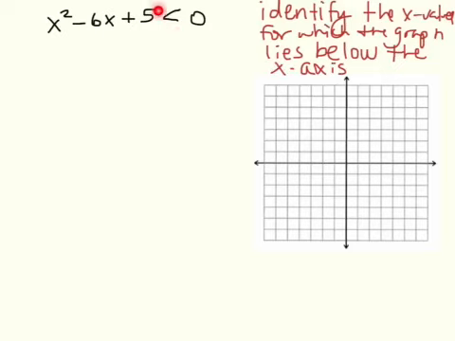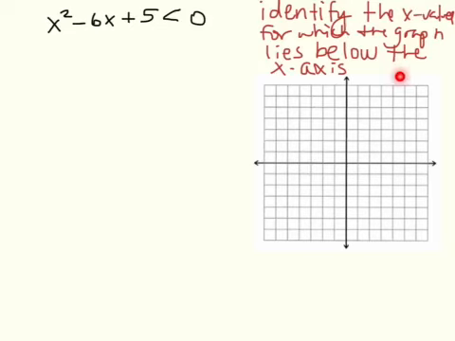In this case it's below because it's less than. If it's greater than, we want to know where they lie above. And since it's not equal to, in this example, we don't want to know where they lie on the x-axis, only below. So less than 0, below my x-axis. This is what it means to solve a quadratic inequality.